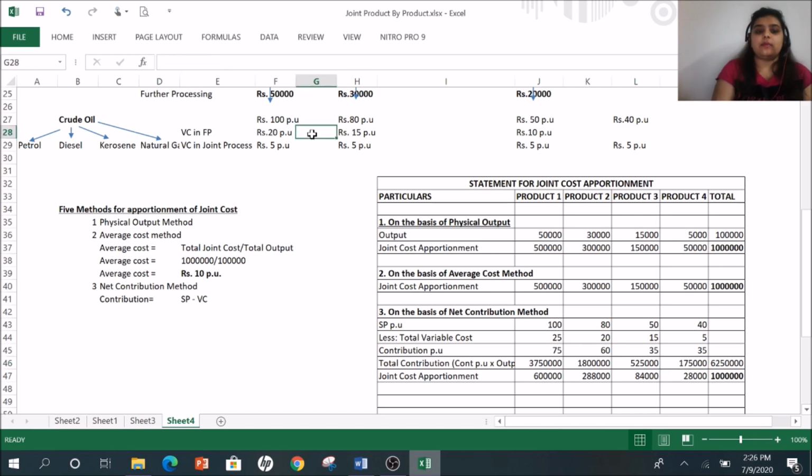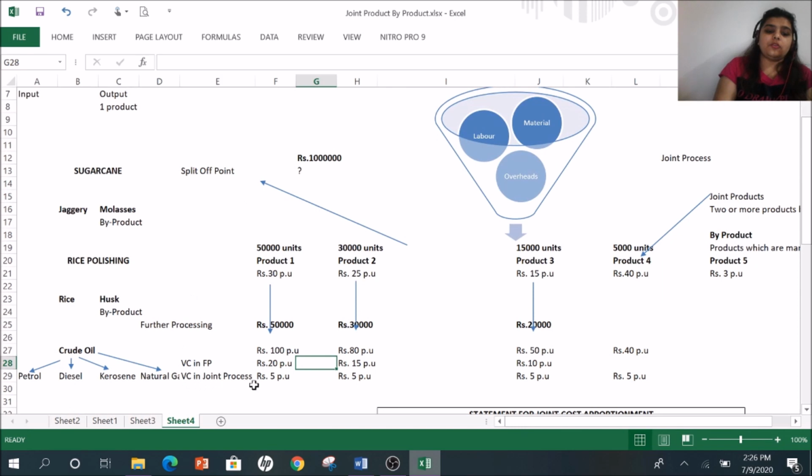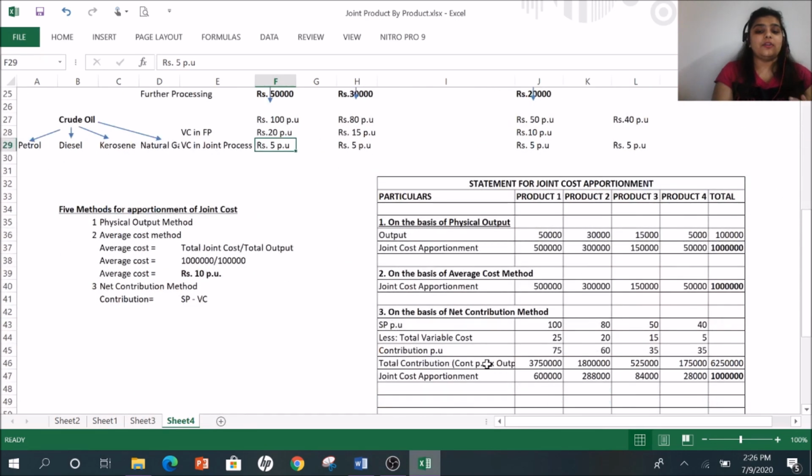Now the question which might come to your mind is, ma'am, haven't you distributed the variable portion of this 10 lakh already among these? No. I have just taken the variable cost to calculate my net contribution so that I can get a basis for distribution. I have not distributed that 5 rupees anywhere. My total cost is 10 lakh, which includes variable cost also, and it is distributed on the basis of net contribution method. It is very simple.